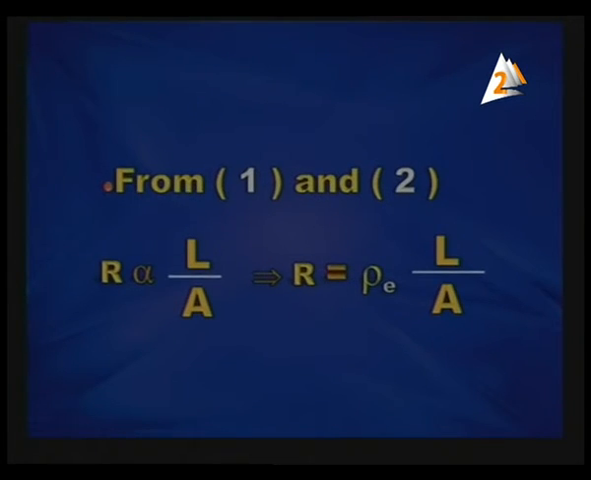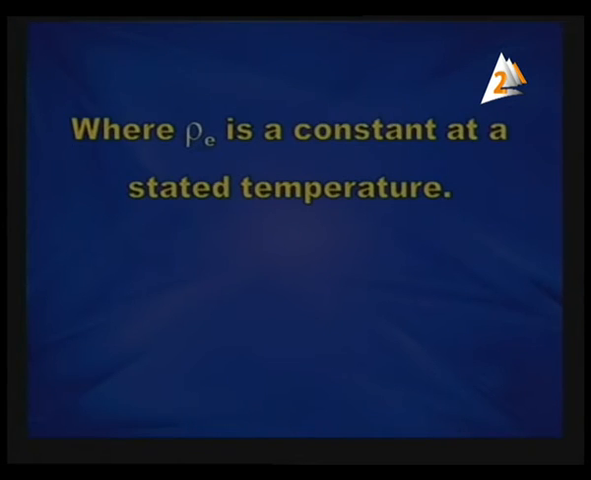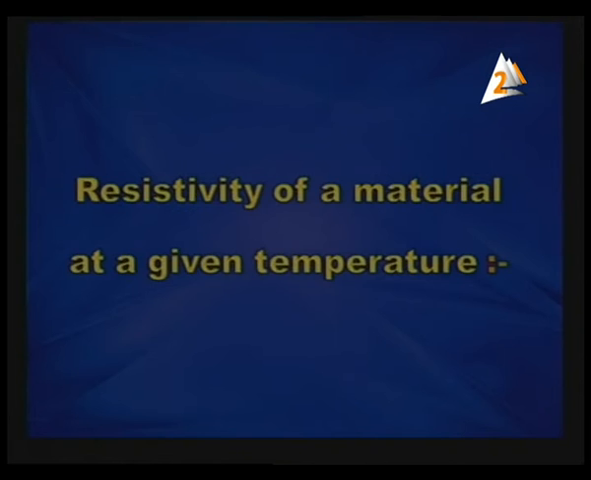So once again, the resistance is determined from the expression rho L over A. L is the length of the conductor, A is the cross-sectional area. And what about resistivity? Rho is a constant at a stated temperature. This constant is known, as I said, as resistivity or specific resistance. And now we want to define resistivity of a material at a given temperature, and this is very important.